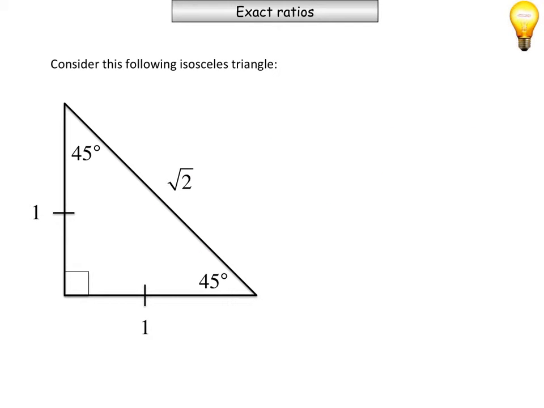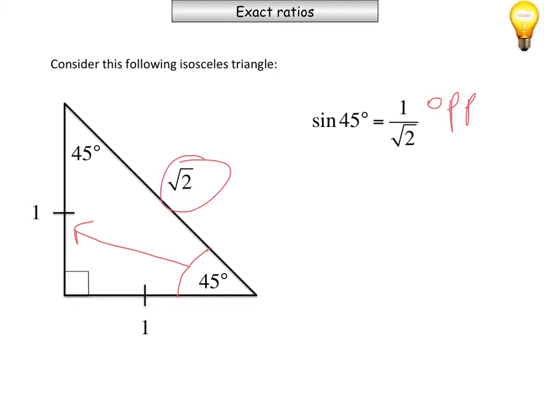Let's have a look at our three ratios now. Our first ratio is sine of our angle. It doesn't matter which 45 degree angle we look at, because we'll still have the same ratio. Opposite over hypotenuse. There's opposite, here's hypotenuse. So sine of 45 is always going to be equal to that ratio, 1 over root 2.